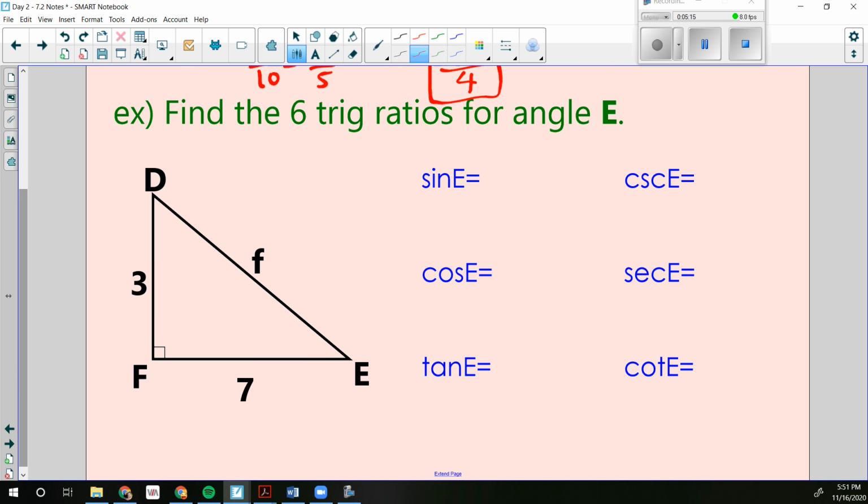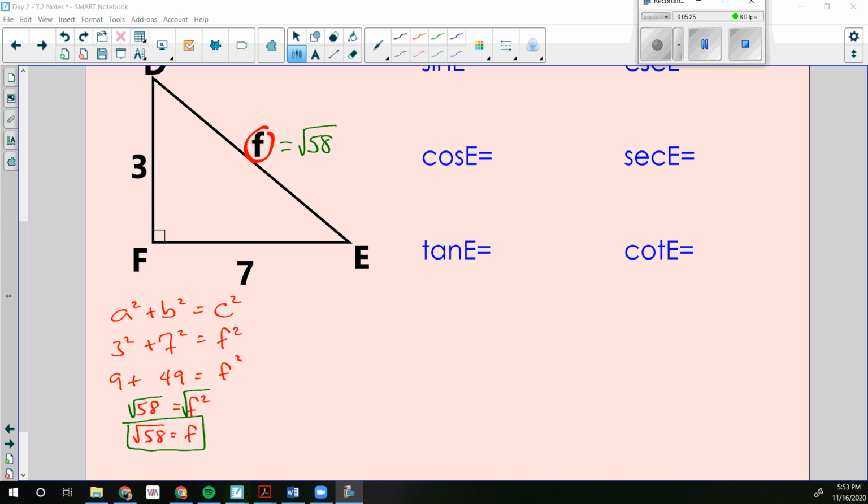Okay, coming down here to this next example, we need to first use the Pythagorean theorem to find f. So I'm going to pause it and find that really quick. All right, so I just used the Pythagorean theorem, a squared plus b squared equals c squared, to find f. I got 3 squared plus 7 squared equals f squared, 9 plus 49, which is 58. Take the square root of both sides, and we get f equals the square root of 58.